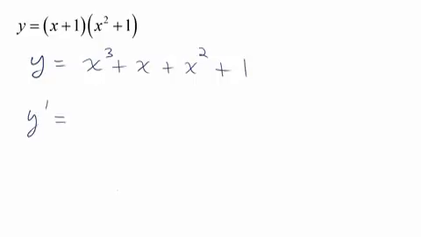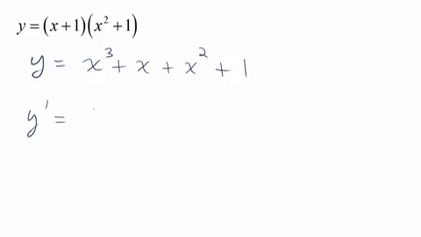Now that is not the only way that we could get our derivative. Part B wants us to go ahead and multiply this out and then differentiate. So let's multiply this out. y equals x times x squared, x times 1, x squared times 1, and then 1 times 1. So there I actually multiplied this out. Here we've rewritten y as a collection of terms. Now let's find y prime by differentiating each term.